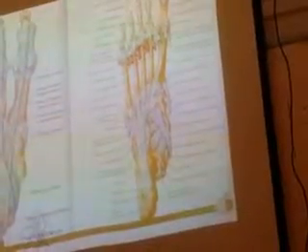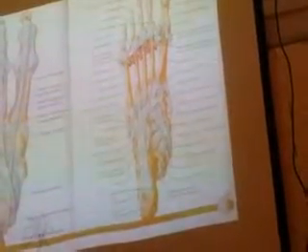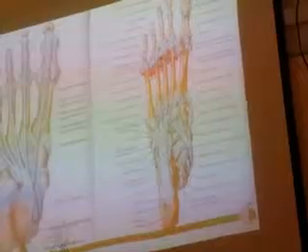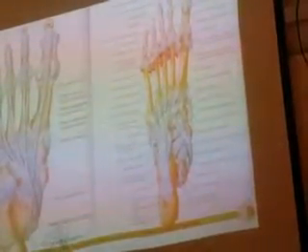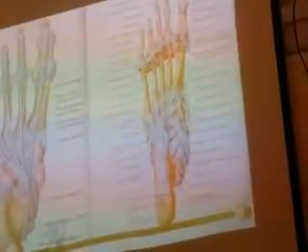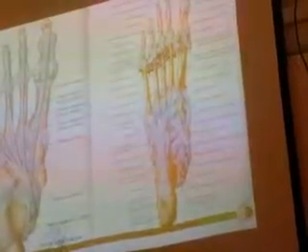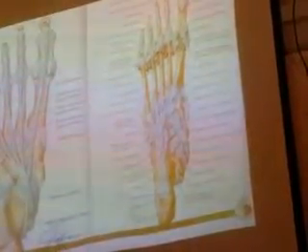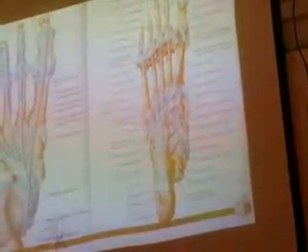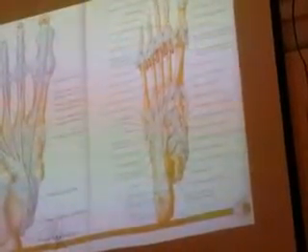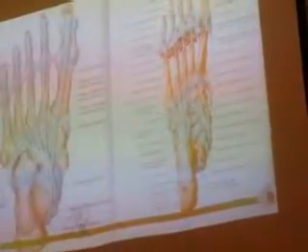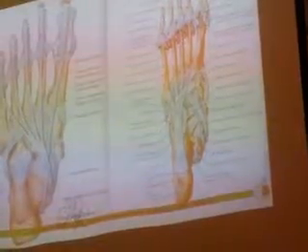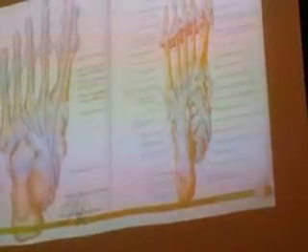This gets inserted to the base of the distal phalanx. What do you mean by base? All the phalanges have 3 parts: the head, the shaft, and the base. So this gets inserted to the base of the lateral 4 digits. It divides into the lateral 4 digits and gets inserted on the dorsal surface at the base of the distal phalanx. Then we have the flexor hallucis longus.